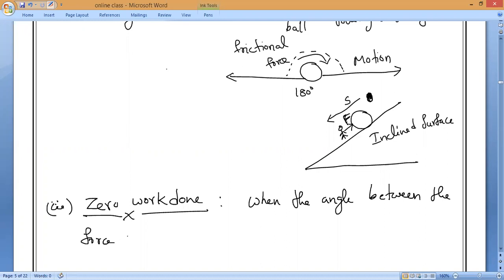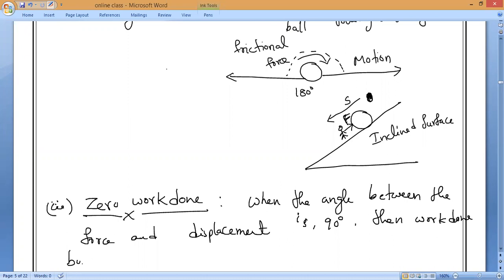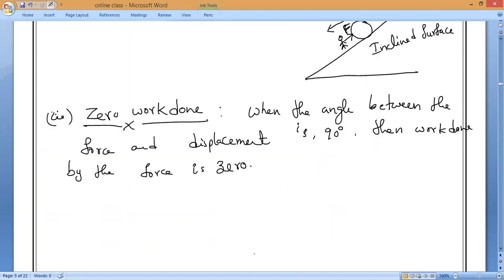Am I teaching fast, Harish? Is it okay? Can I teach more slowly? When the angle between force and displacement is 90 degrees, then what is the work done, Danishkar? Work done by the force is equal to how much, guys? 0. So in this case, what is theta? Theta is equal to 90 degrees. Then cos theta is equal to cos 90.